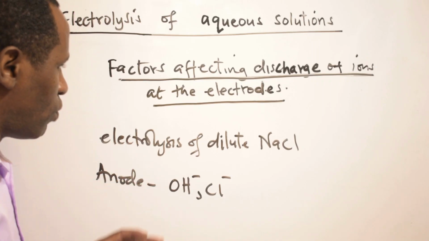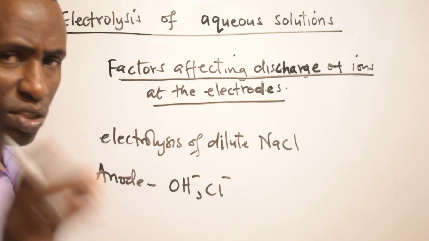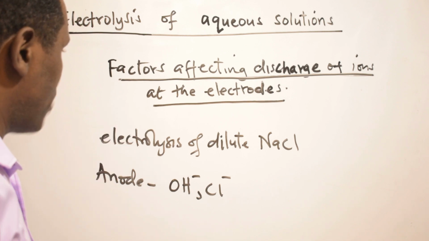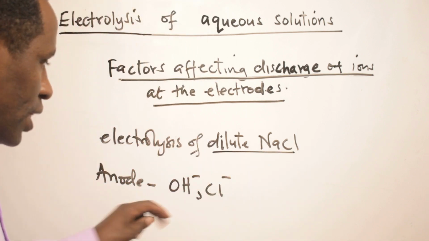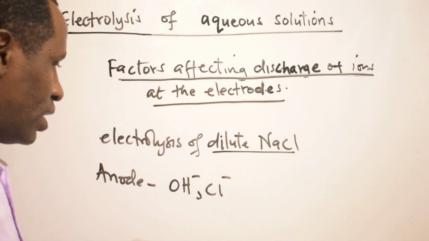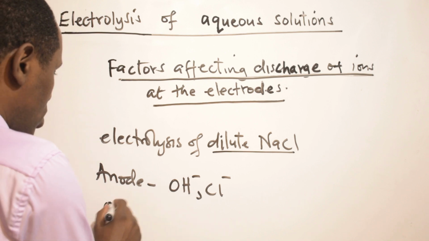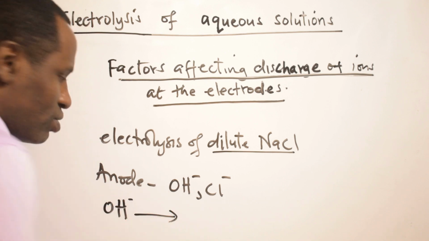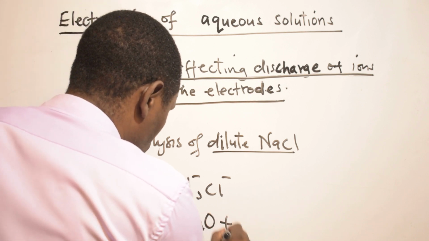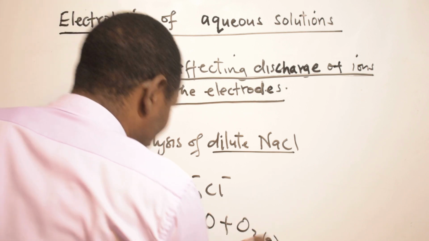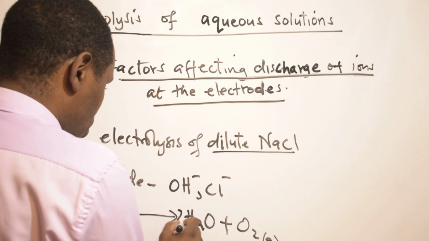Maybe just for comparison purposes, so that we understand what we're talking about. If I was dealing with dilute sodium chloride, the hydroxide ions and the chloride ions here, hydroxide ions, of course, with higher tendency to lose electrons, would actually lose electrons, and as we mentioned, it will form water plus oxygen gas. I've just talked about balancing here.